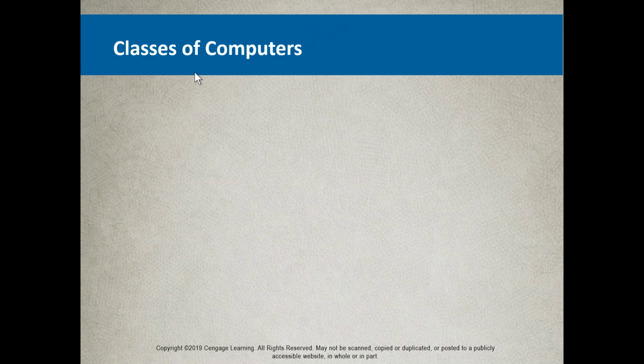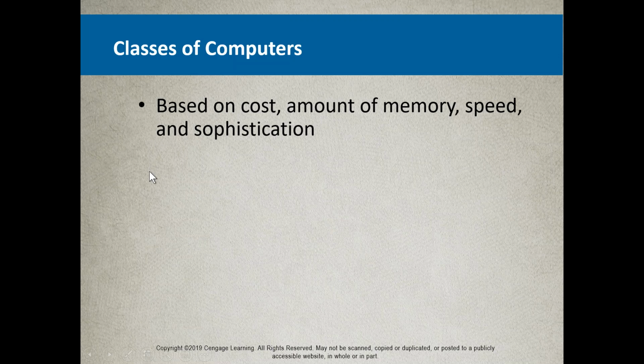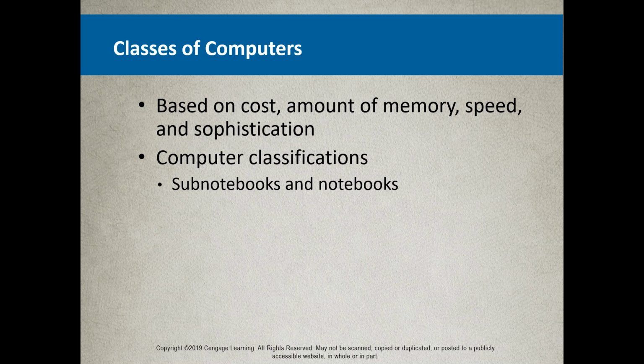Computers have so many different applications that they've come up with specialized areas for each type of computer. So based on how much you want to spend, and how much memory you need, how fast you need it to go, and how sophisticated you need that computer to be, really determines what class of computer you're going to buy. So computer classifications are broken down into things you've probably heard of, a notebook or a sub-notebook. I think Apple uses that term notebook, or a sub-notebook, which is a smaller version of this. It's very thin, lightweight, maybe has a lower amount of memory and speed, but all you need to use it for is maybe email or some basic office applications.